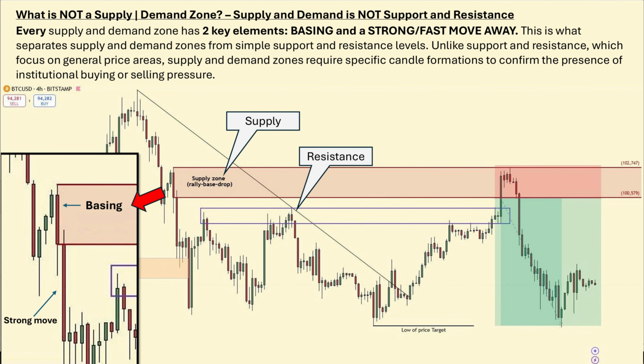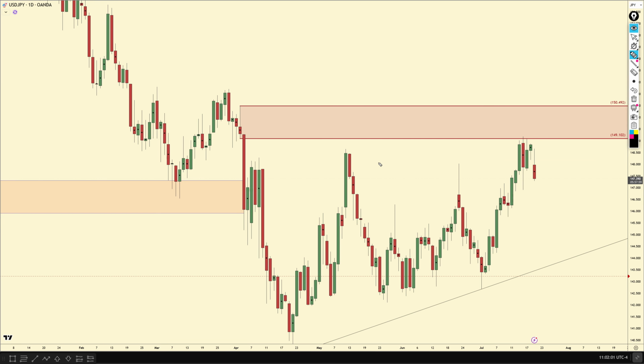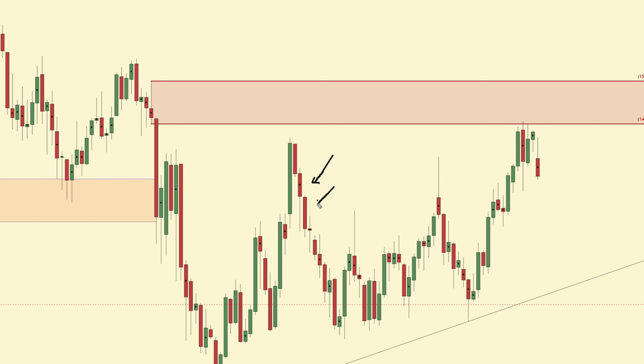Reminder, this is the supply and demand full course PDF that comes with the Diamond membership if you guys are interested. We always talk about how we are looking for those strong, aggressive moves out. Like you can see in this slide right now, we're looking for the basing and that strong, aggressive move out. We are not looking for tiny little moves like this, little basing candles. We are not looking for that.